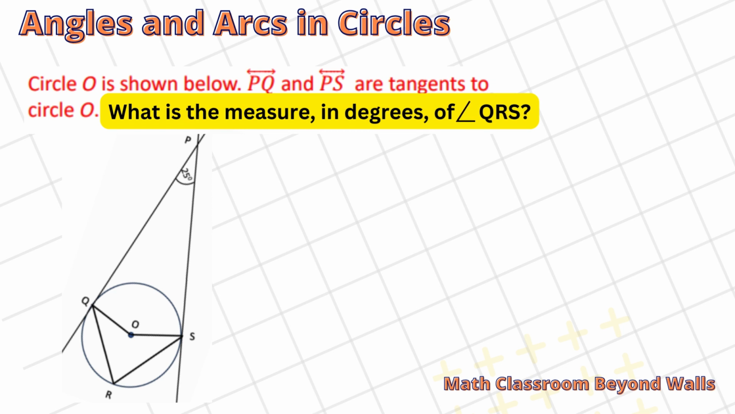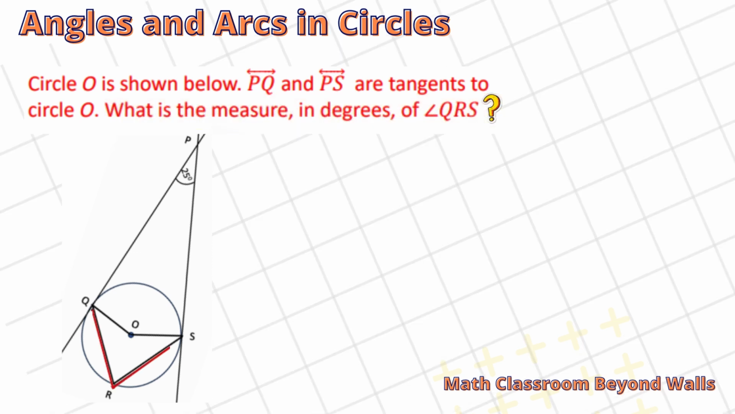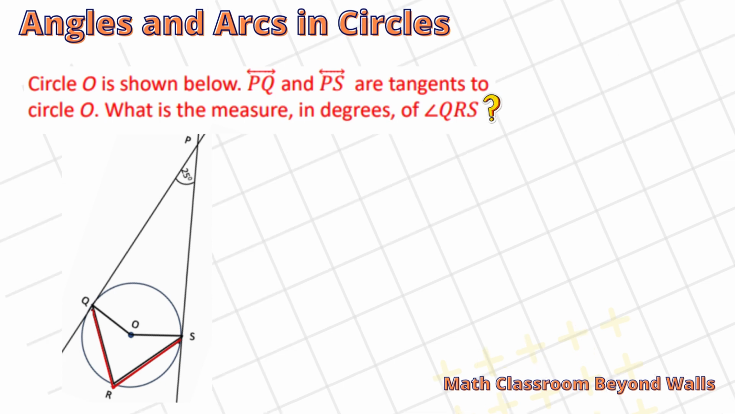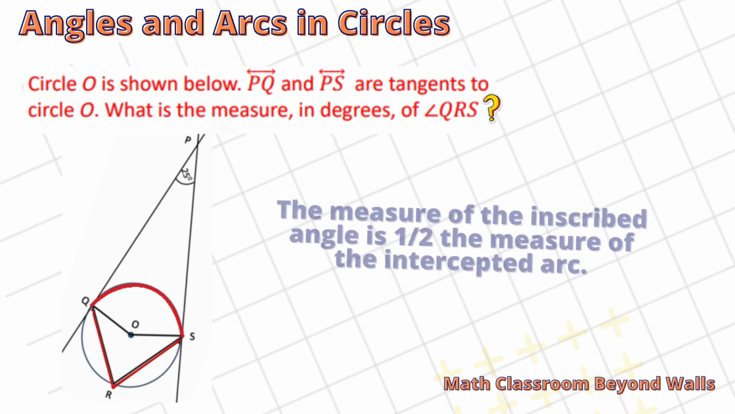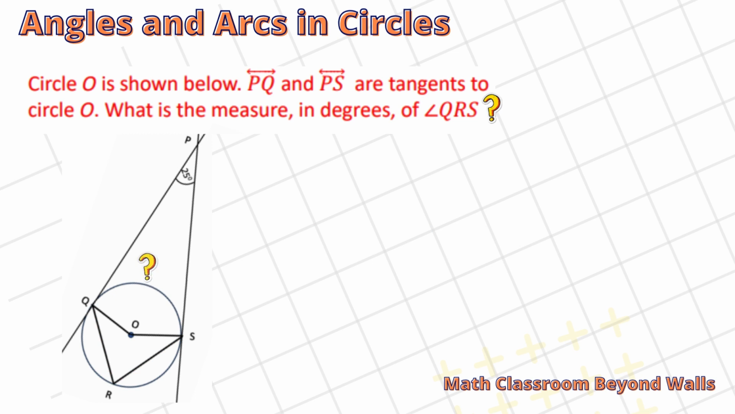Let us locate angle QRS in the drawing. Here is the angle. This angle is an inscribed angle and is intercepting arc RQS. We know that the measure of the inscribed angle is one half the measure of the intercepted arc. So if we know arc QS, we will be able to determine the measure of angle QRS, right? But we do not know the measure of arc RQS.